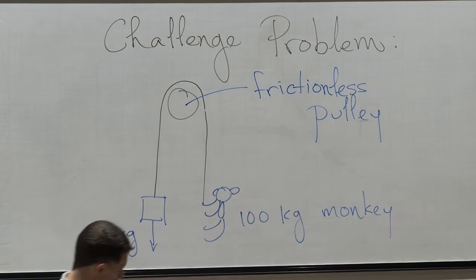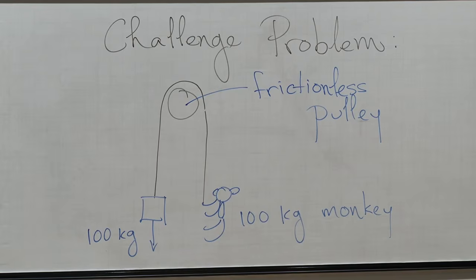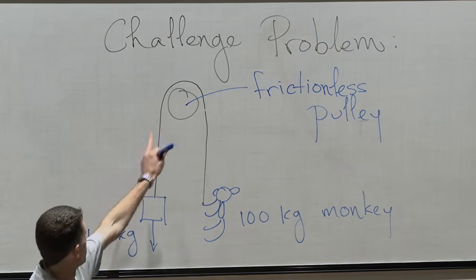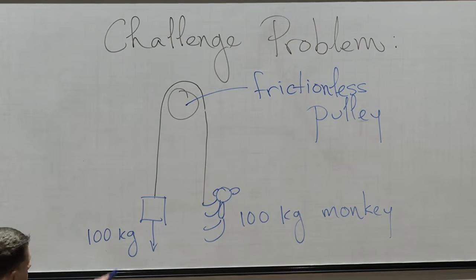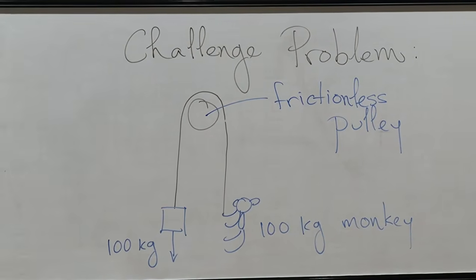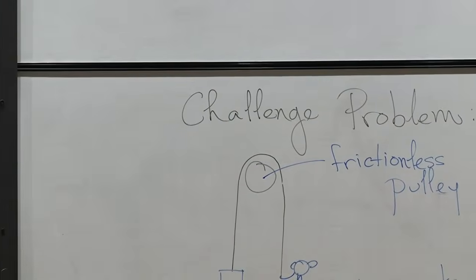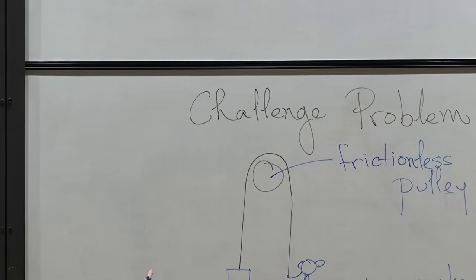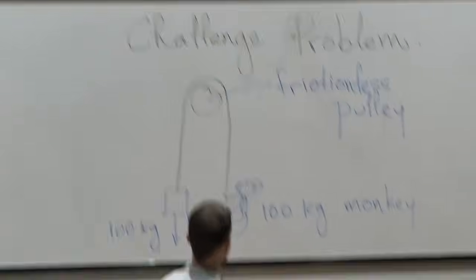Okay. So this is a constrained system. There's a tension in the rope, which is connecting these two objects that are the exact same mass. All right, so then what Dodgson suggested is that the monkey starts to climb the rope. And then the question is, what happens?